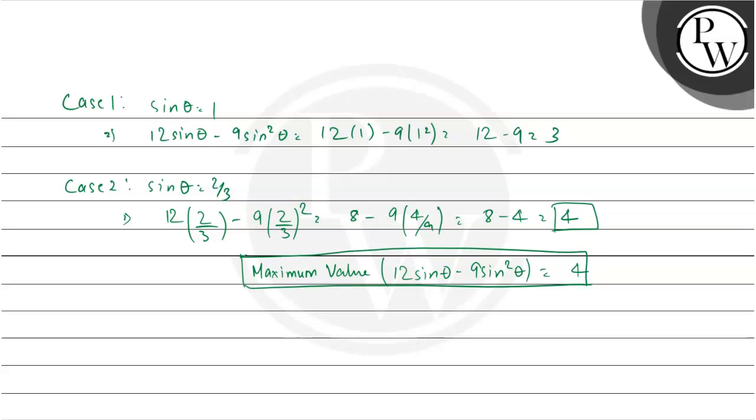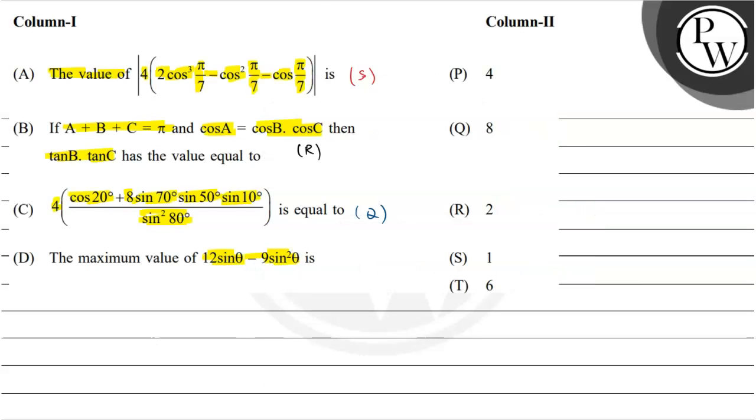I hope you all understood it well, which is option 4 is option P in column 2. I hope you all understood it well, and best of luck.